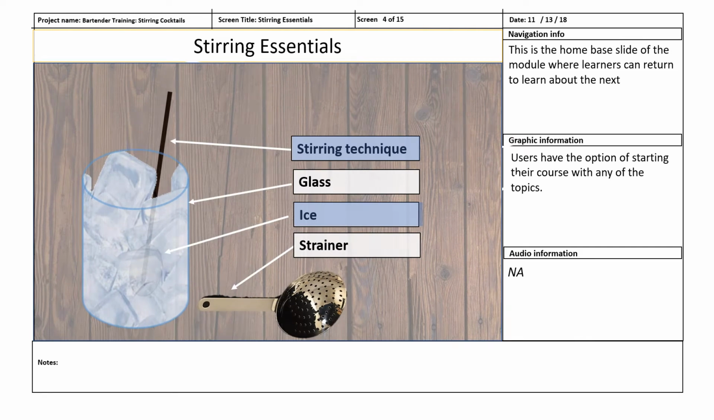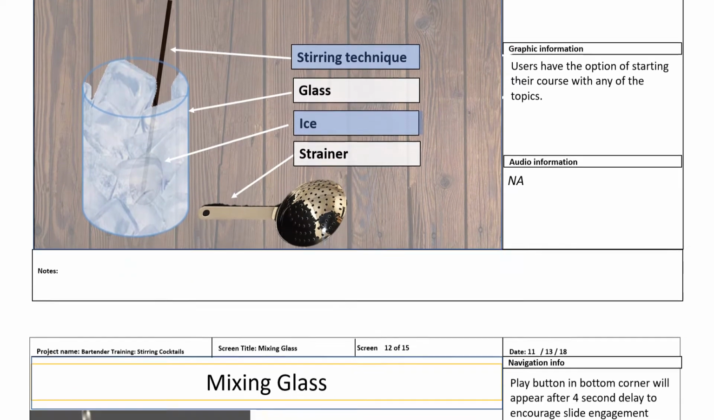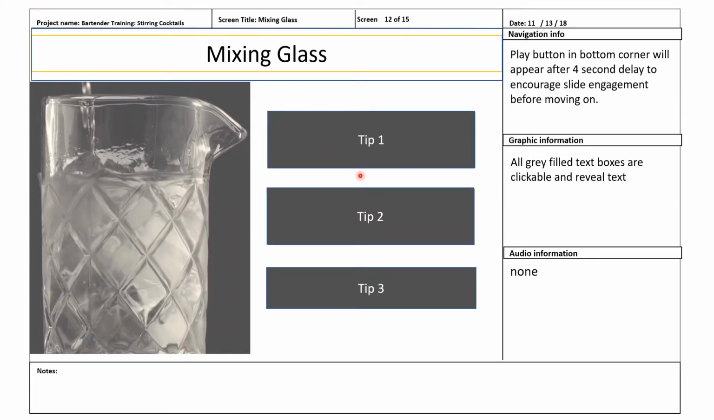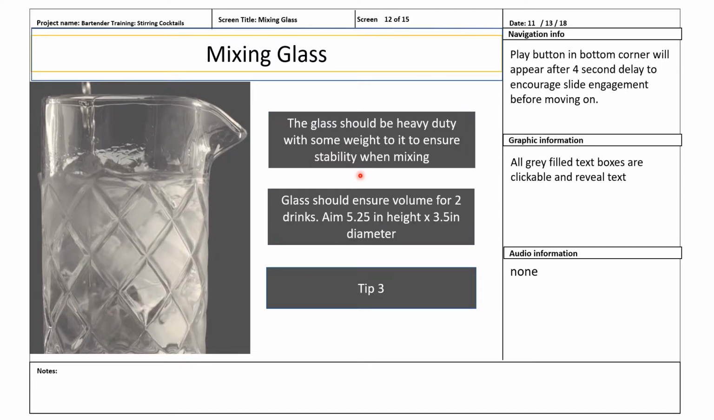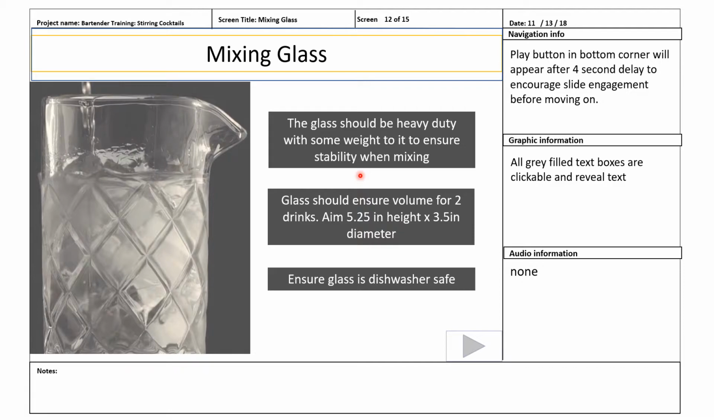Back at the home base slide, let's click glass. This slide gives users tips on using the mixing glass. Each tip box is clickable to reveal text, just another way to give learners more choice and autonomy. And the play button will take users back to the home base slide to click their last content topic.